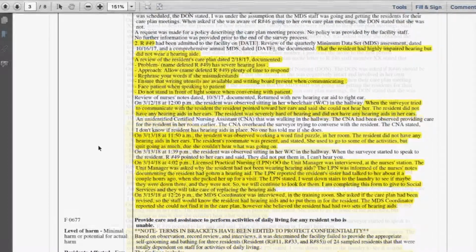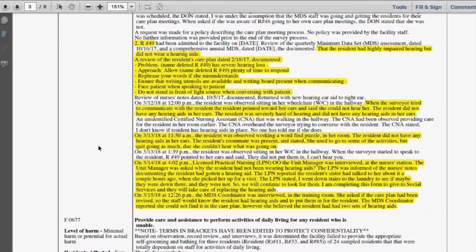Exactly. Yeah. A couple hours later, the surveyor again observed that she was sitting in a wheelchair in the hallway. When the surveyor started to speak to the resident, she again pointed to her ears and said, "They did not put them in. I can't hear you."